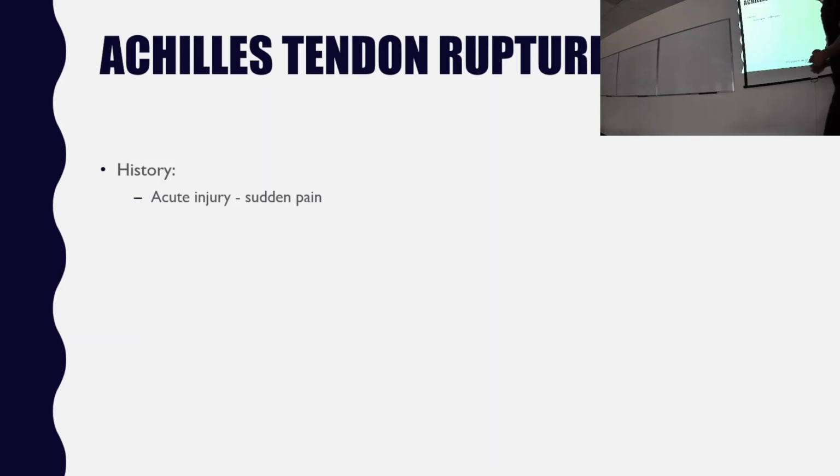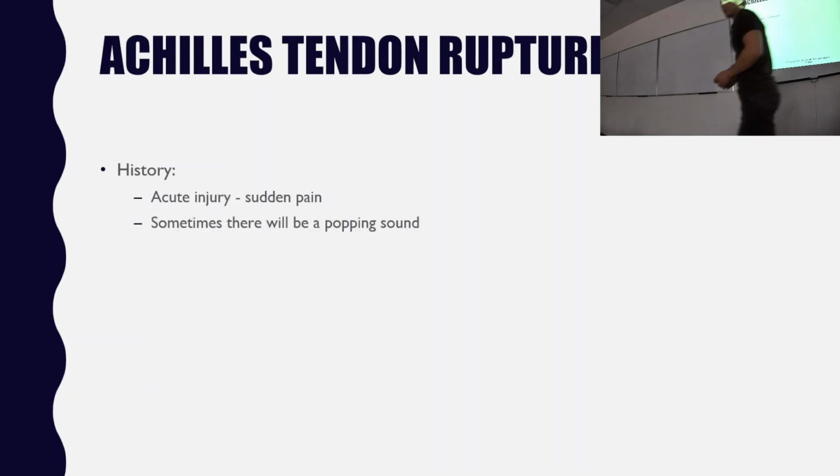It's an acute injury, it's sudden. Tendonitis and tendinosis happen very gradually. The Achilles tendon rupture is not gradual, it's sudden. All of a sudden, pop. And you will hear a popping sound.